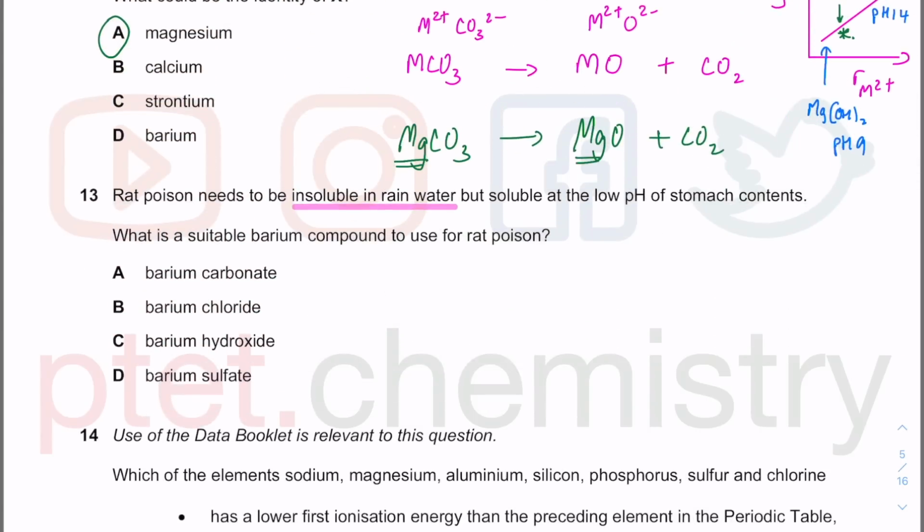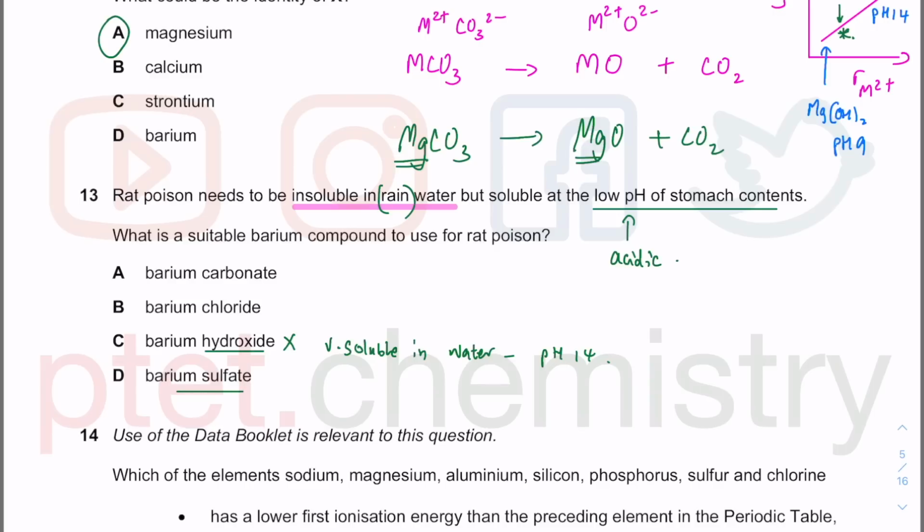So this is insoluble in water, whether it's rainwater or not, it's going to be insoluble in water, but soluble at the low pH of the stomach content. So this is acidic in the stomach. So what is a suitable barium compound to use for rat poison? If we look at barium hydroxide, this is not going to be suitable because this is very soluble in water. Based on what I just explained in the earlier question, this is around pH 14. You've got to be soluble at low pH in the stomach content.